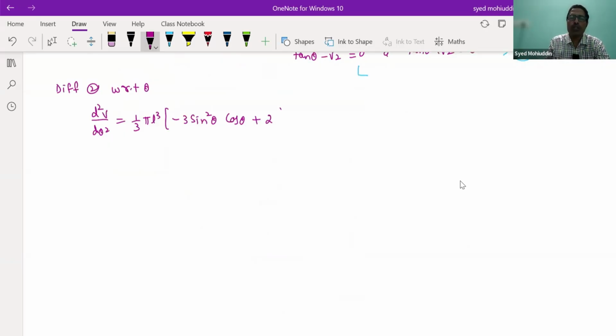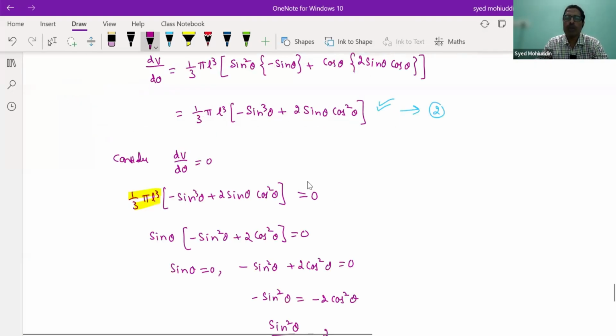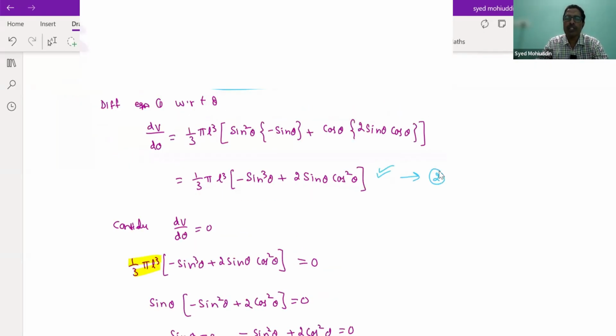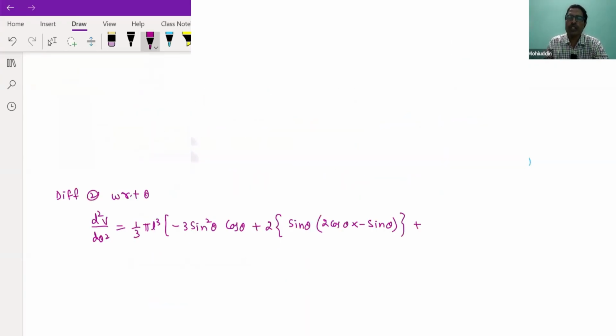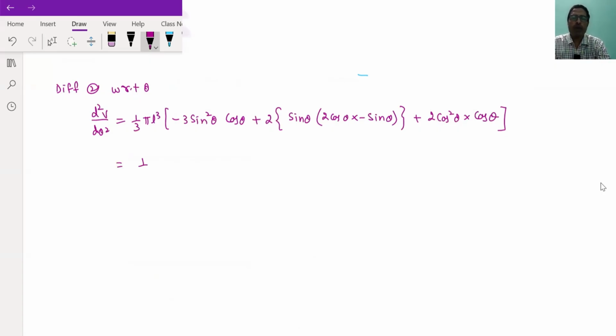So sine theta as it is, cos square theta will give you 2 cos theta into differentiation of cos theta, which will be minus sine theta. So it is u into v dash, plus v into u dash. Now keeping 2 cos square theta as it is, differentiate sine theta will be cos theta. So the product rule is complete over here. Now this 1 by 3 pi L cube will be as it is. Now try to simplify this.